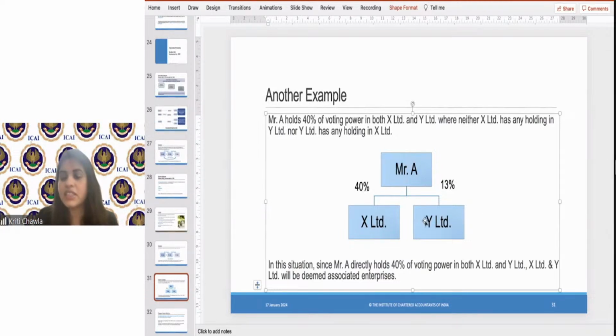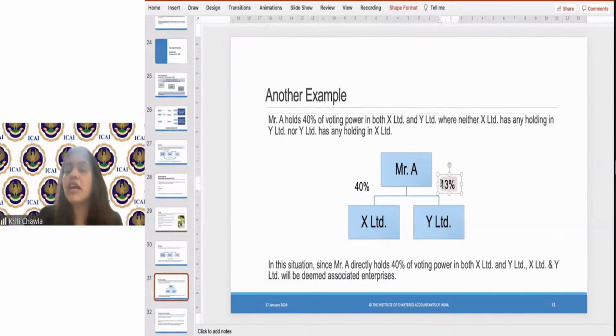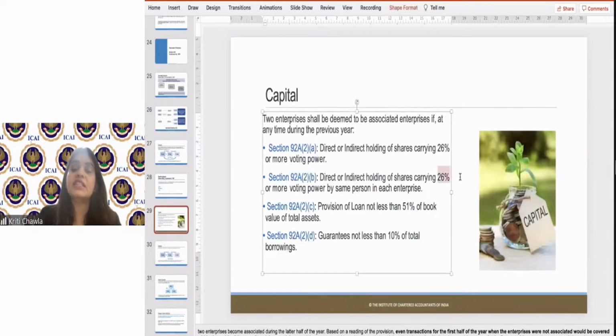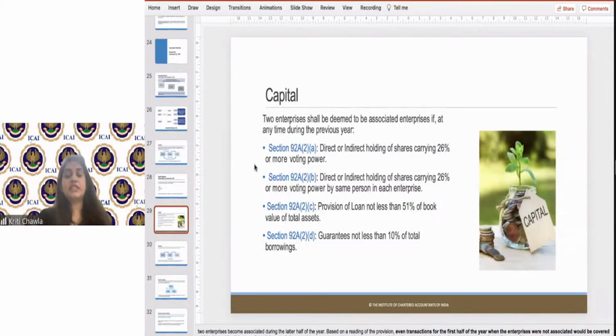Do you think X and Y are related to each other? Yes or no? No, they are not related to each other. Well, that is because if you look at the law, it says 26% or more voting power. So only if it is more than 26% will they be related to each other. So these are two conditions, and these are the first two conditions of section 92A2.